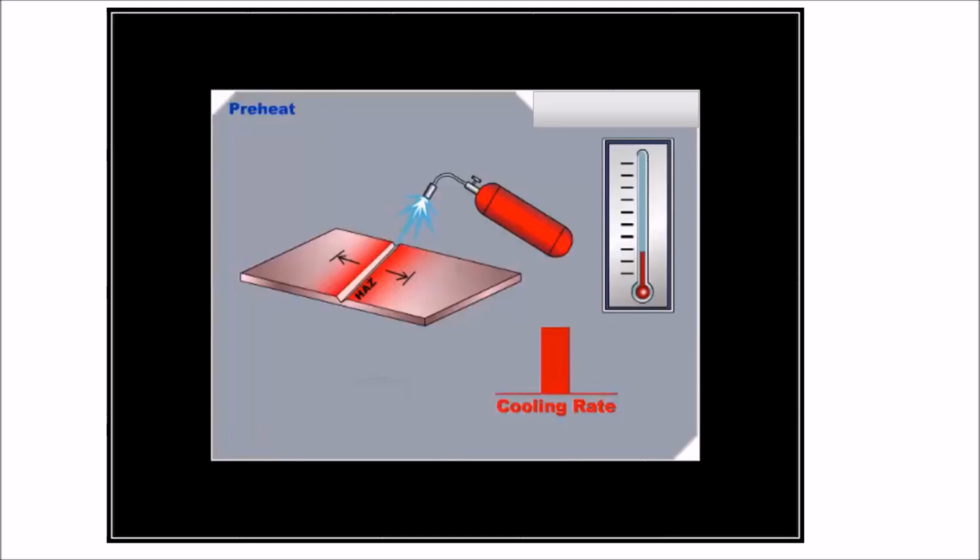Therefore, welding personnel may be asked to monitor the preheat required for a particular welding operation. This requirement is primarily concerned with slowing down the cooling rate in the heat-affected zone to produce microstructures having desirable properties.